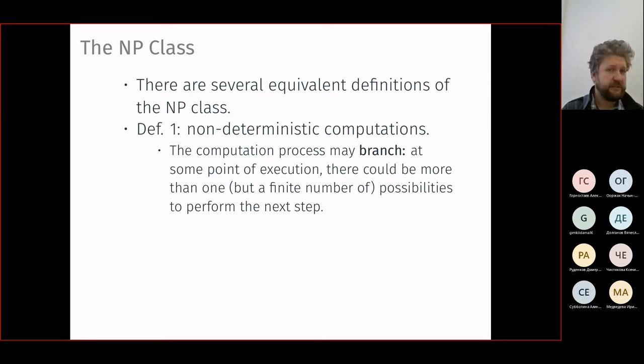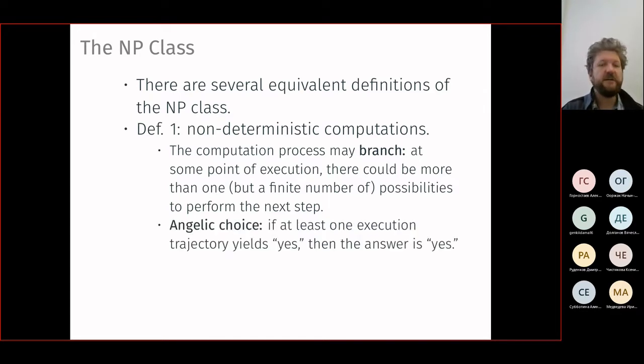And then what is the answer? How would we answer? This is called angelic choice. If at least one execution trajectory yields yes, then we give the answer yes. Angelic is a sort of wishful thinking. We wish the algorithm to return yes. We wish our result to be yes. We wish to answer positively. If there is at least one way of guessing such that the answer is positive, then we say it's positive. If there is no way, then it's negative, only in this case.